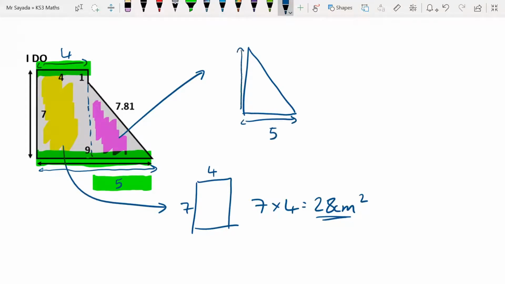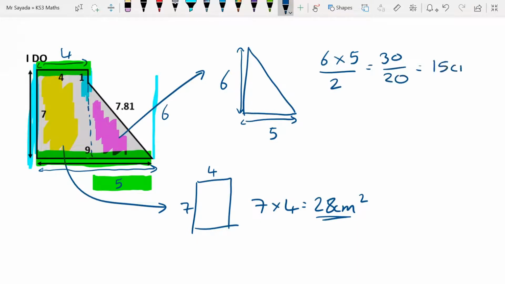Now I'm going to work out the height. So let's do that in blue. So the whole height of the whole shape is 7. This bit of height over here is 1, which means the rest, so all of this, is going to be 6. 7 minus 1 is 6. So now I know my base and my height. Now I just apply the formula. 6 times 5 over 2, 30 over 2, which is 15 centimeters squared.